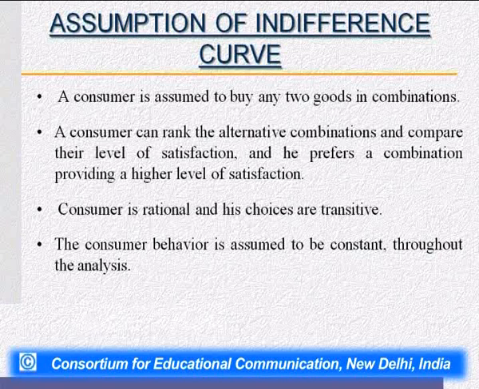The consumer behavior is assumed to be constant throughout the analysis. As we discussed in the assumptions of the law of diminishing marginal utility, the units of the particular commodity are homogeneous. The same thing applies here. The consumer behavior is assumed to be constant throughout the analysis. If you choose two combinations or three combinations of two commodities, then it will never be allowed if you go on to choose the third one.